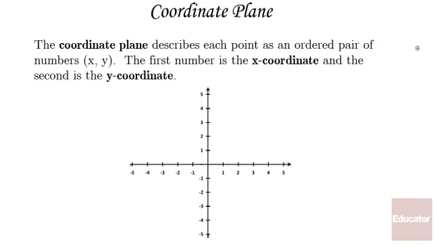Beginning with the concept of the coordinate plane. The coordinate plane describes each point as an ordered pair of numbers, x, y. The first number is the x-coordinate, and the second is the y-coordinate. For example, consider the ordered pair -4, -2. This is describing a point on the coordinate plane with an x-coordinate of -4 and a y-coordinate of -2.